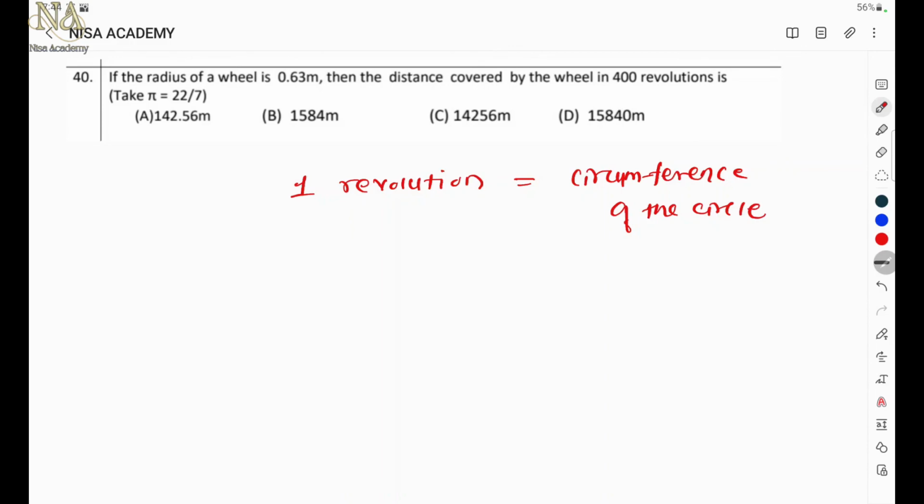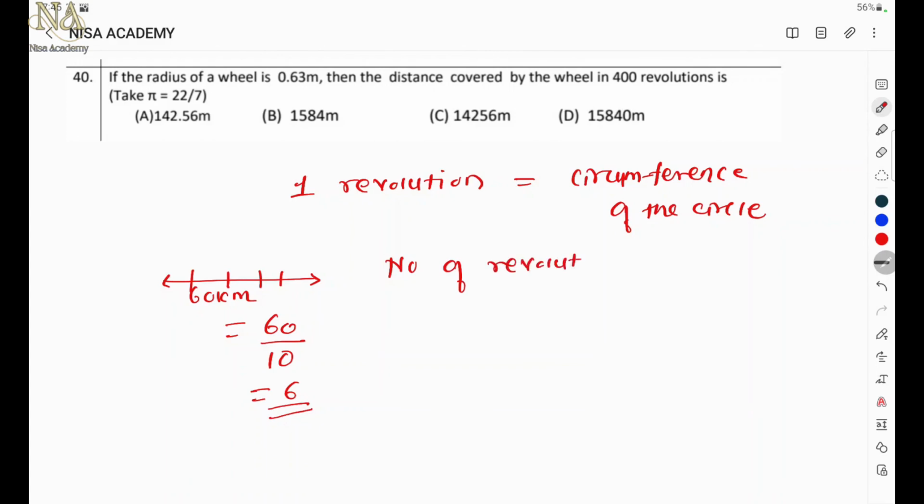That is one revolution. So suppose you are traveling a distance of say 60 kilometer, and after every 10 kilometer you are making a stop. If I ask you how many total stops you have taken, what will you say? Yes, it is 60 by 10, one stop. So 6 stops, right?